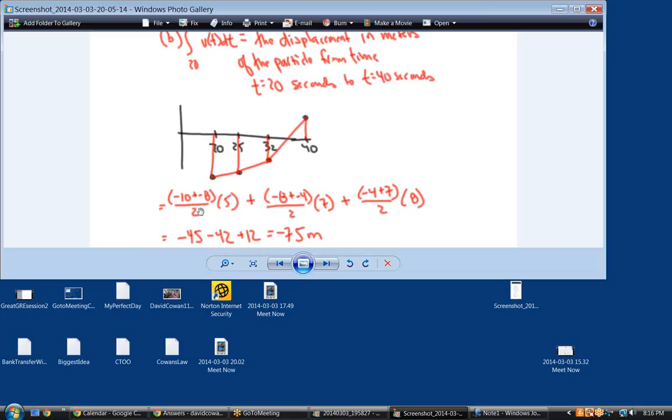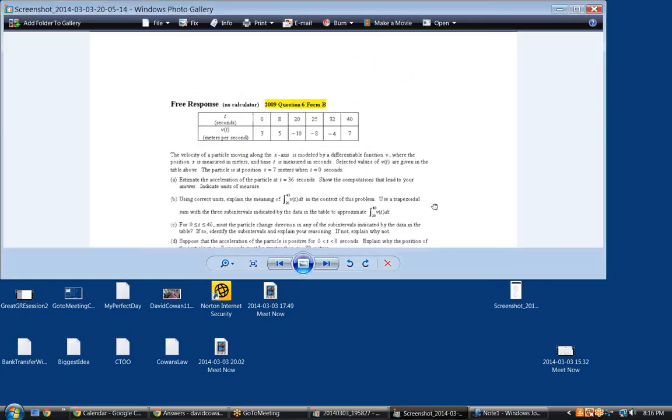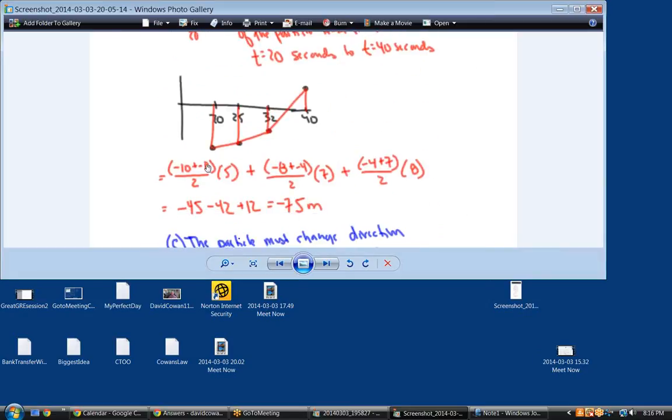What did she do here? She had 10. She used minus 8 because she used 25 as the end of the first interval. That's how she got the minus 8. And 5 was the width between them. Oh, I see what she did.